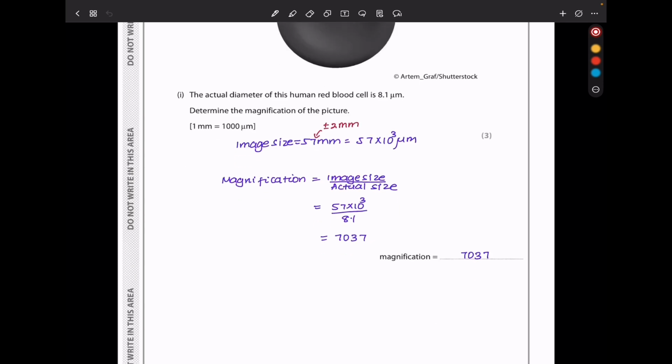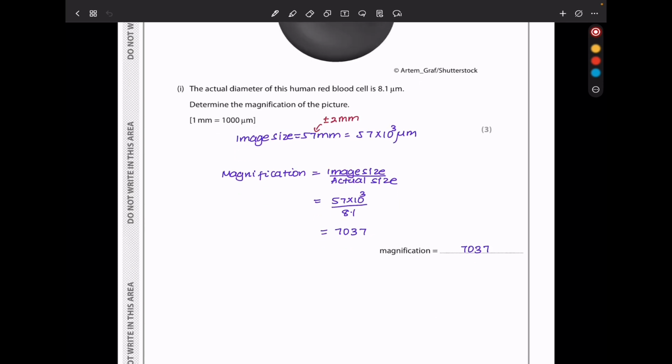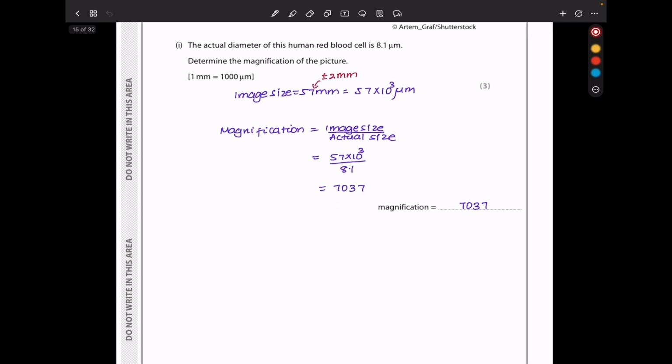So 57 millimeters is going to be 57,000 micrometer, or 57 times 10 power 3. Since magnification is equal to image size divided by the actual size, this is my image size and the actual size is given here. So 57 times 10 power 3 divided by 8.1 gave me 7037, and that was my magnification.